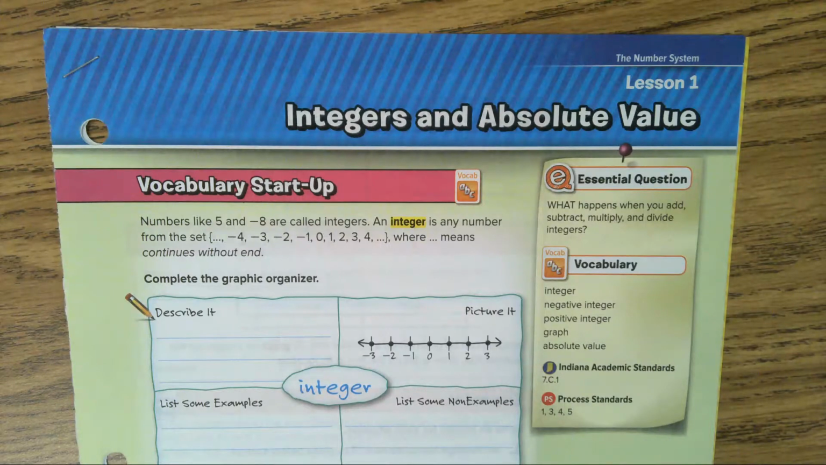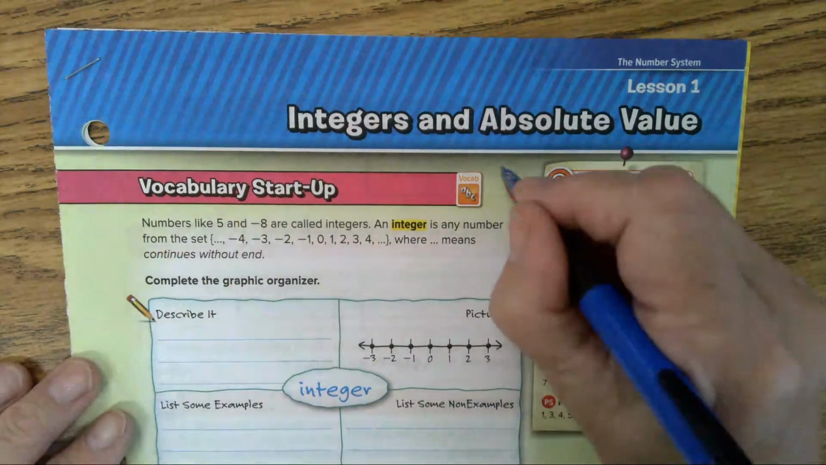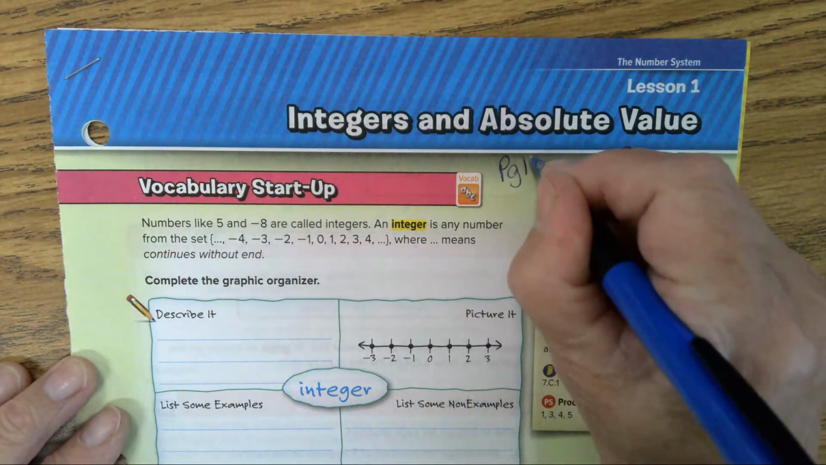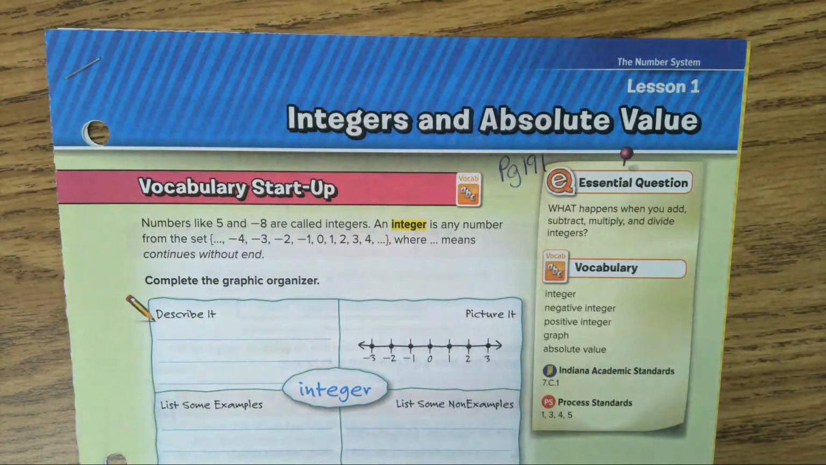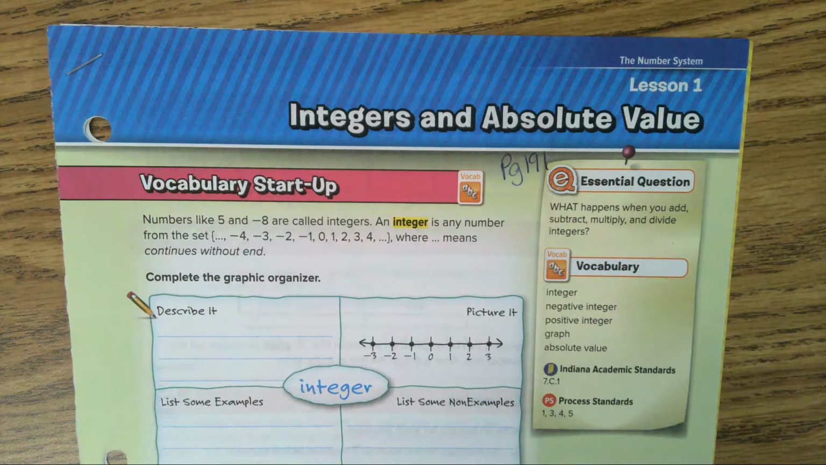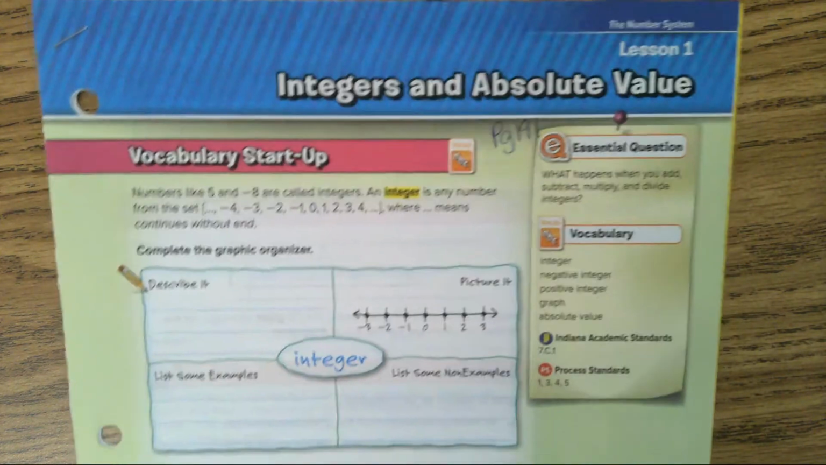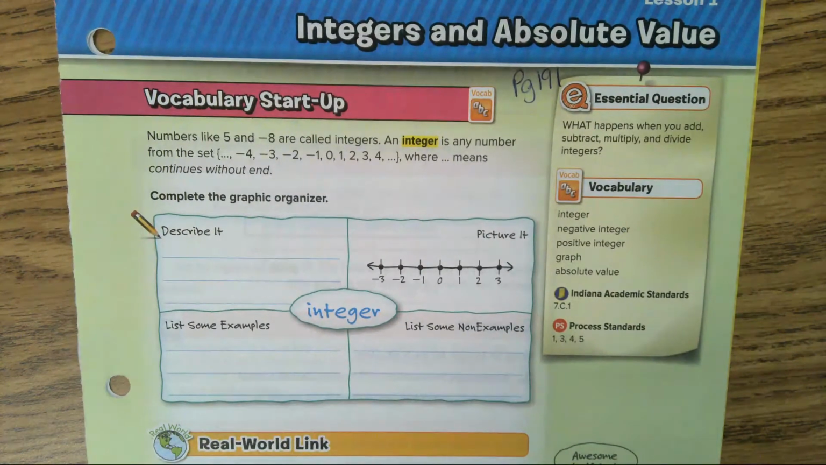All right, so today we are going to be doing lesson 1 from chapter 3. It's located on page 191. This is the first chapter that we're going to be doing in the book, and it's about integers and absolute value.